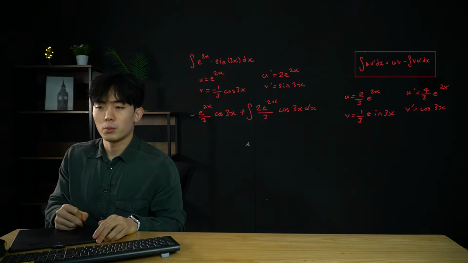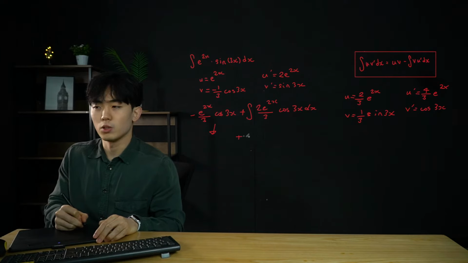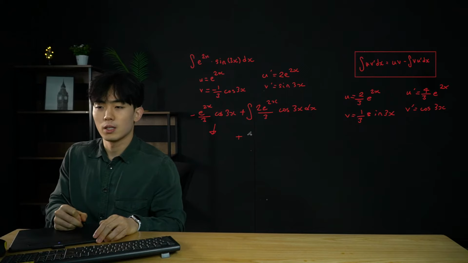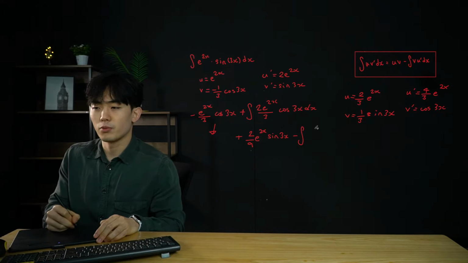Okay, so applying the formula again, this term is going to bring down plus uv, so that's going to be 2 over 3 e to the 2x times this v term. So straight away, that's going to be 2 over 9 e to the 2x sine 3x minus the integral of vu prime. So straight away, that's going to be 4 over 9 e to the 2x sine 3x dx.